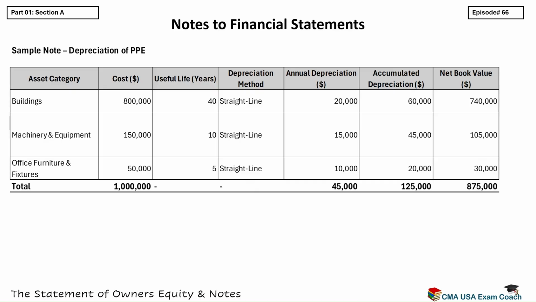Finally, the net book value column shows the current value of the asset on the balance sheet after subtracting accumulated depreciation. For the building, $800,000 cost minus $60,000 accumulated depreciation gives $740,000. By presenting this information in a note, the company ensures that anyone looking at the financial statements can understand both the accounting method and the effect on financial results. Without this note, readers would see only the net book value on the balance sheet and wouldn't know how it was calculated or how much has been expensed so far.